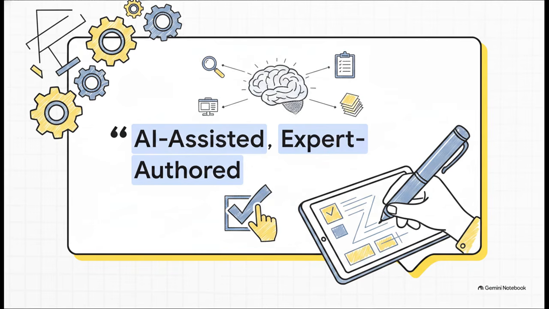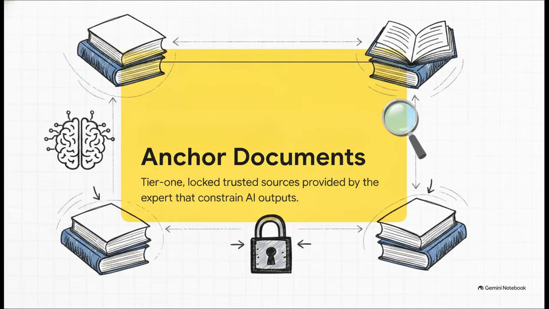The AI writes absolutely nothing original. It only processes exactly what you feed it. And that brings us to how we actually feed it. The entire process relies on what we call anchor documents. Think of anchor documents as the Tier 1 trusted source materials, like specific tunneling handbooks, established standards, or peer-reviewed papers that you personally hand-select and provide.